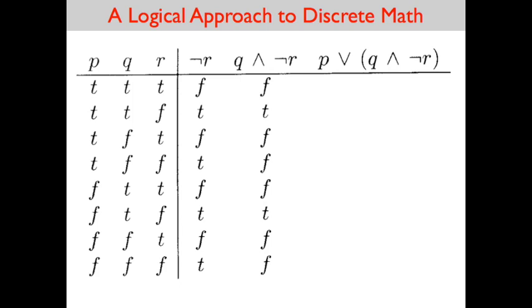And now how do you do the P or all of that? Well, we just did all of that, so now we have to take this column and OR it with P. So we do this one or this one. So what's that going to be? True, true, true, true, false. Oh, you guys are good.